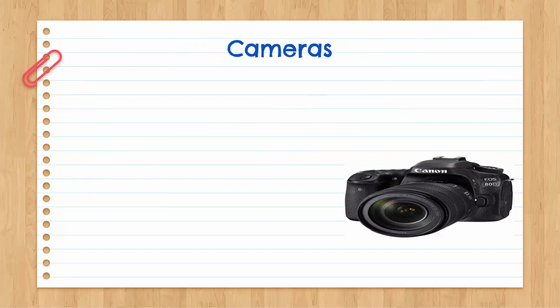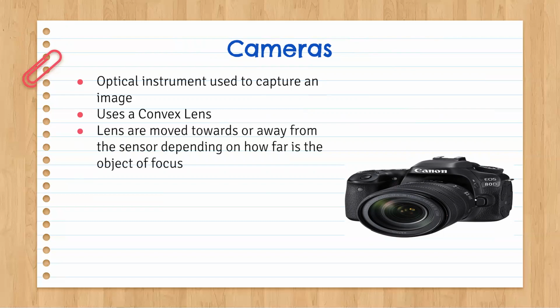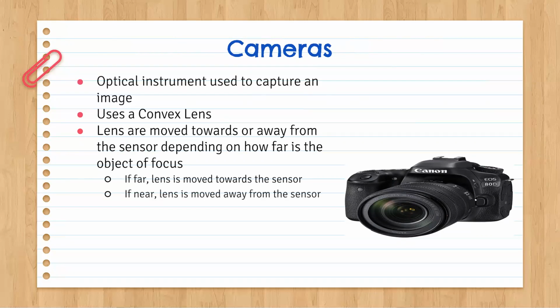Let's start with a camera. Cameras are optical instruments used to capture an image, or in short, we use them to take a photograph, which I think every one of you is familiar with. Next, cameras use a convex lens. What happens is that the lens is moved towards or away from the sensor depending on how far the object of focus is. If far, the lens is moved towards the sensor. But if the object of focus is near, the lens is moved away from the sensor.